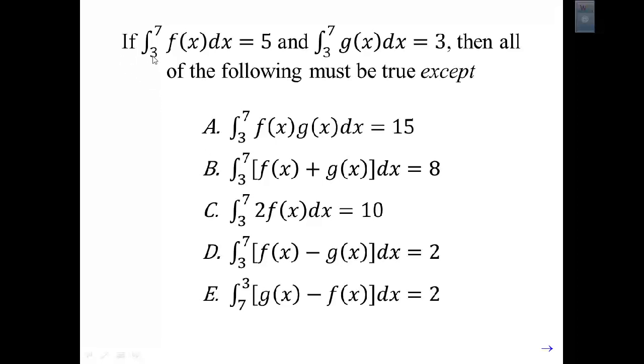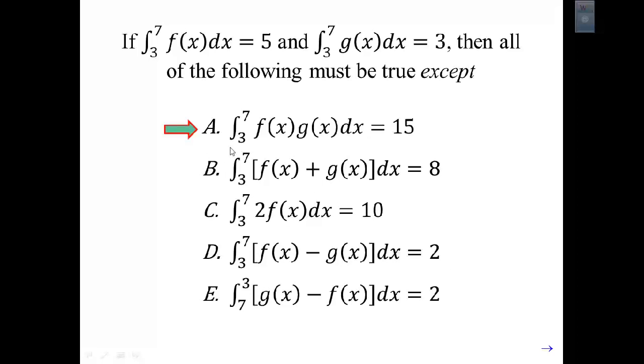All right, if the integral from 3 to 7 of f of x dx equals 5, and the integral from 3 to 7 of g of x dx equals 3, then all of the following must be true except which one? Now, I want you guys to look at these. I'm going to ask you to pause the video, look through this, and find the one you believe is not true. And it turns out it's this one.